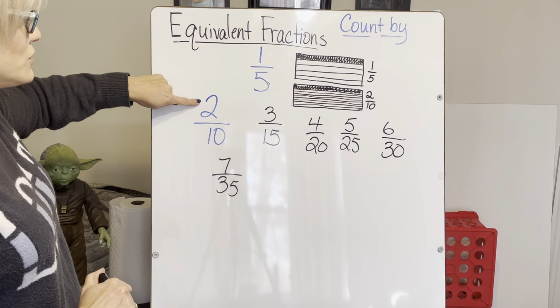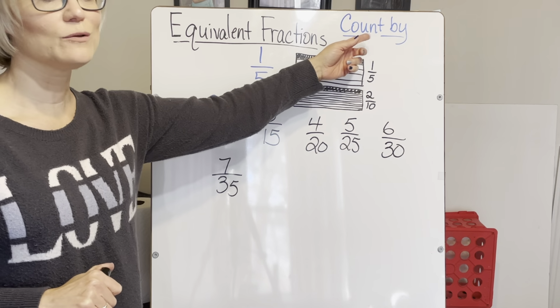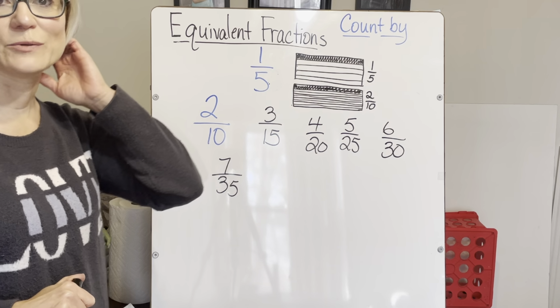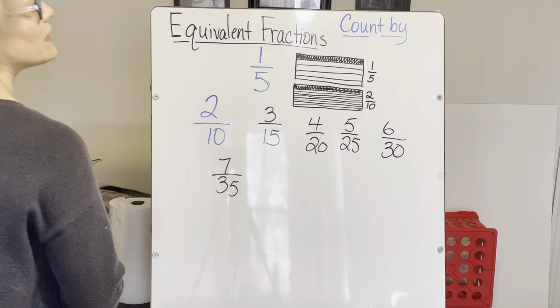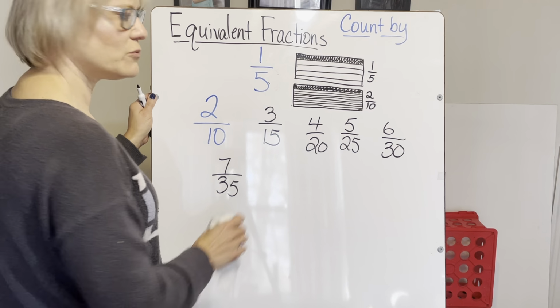1 times 5 is 5. 2 times 5 is 10. 3 times 5 is 15. That's where the count by comes in. Pretty sneaky, huh? All right, so we did fifths to begin with, and I have my wonderful picture, and I've got to erase it.